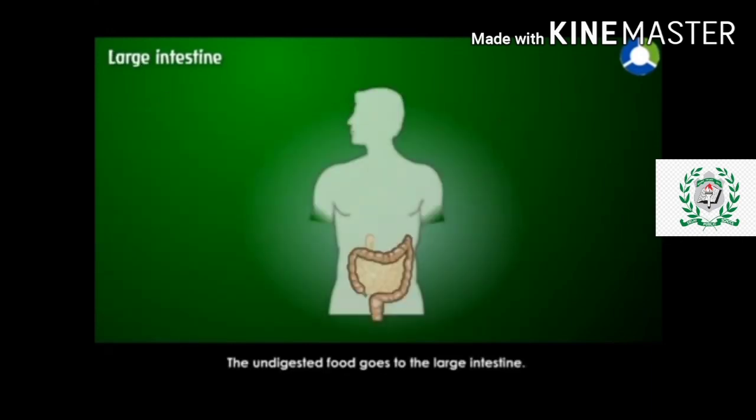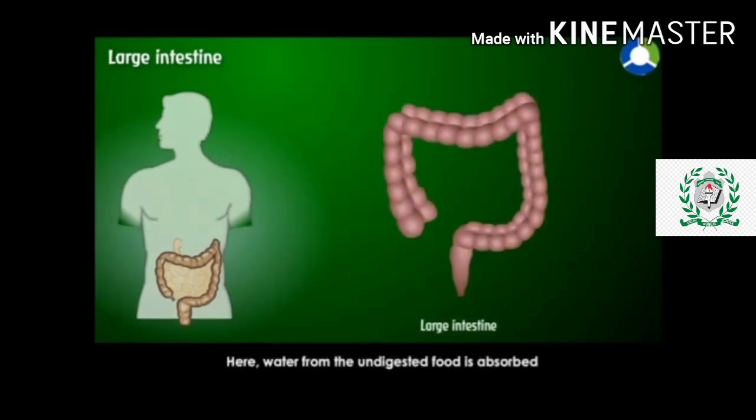Large intestine. The undigested food goes to the large intestine. Here, water from the undigested food is absorbed by the walls of the large intestine. Then, the semi-solid undigested food called feces is passed out of the body.